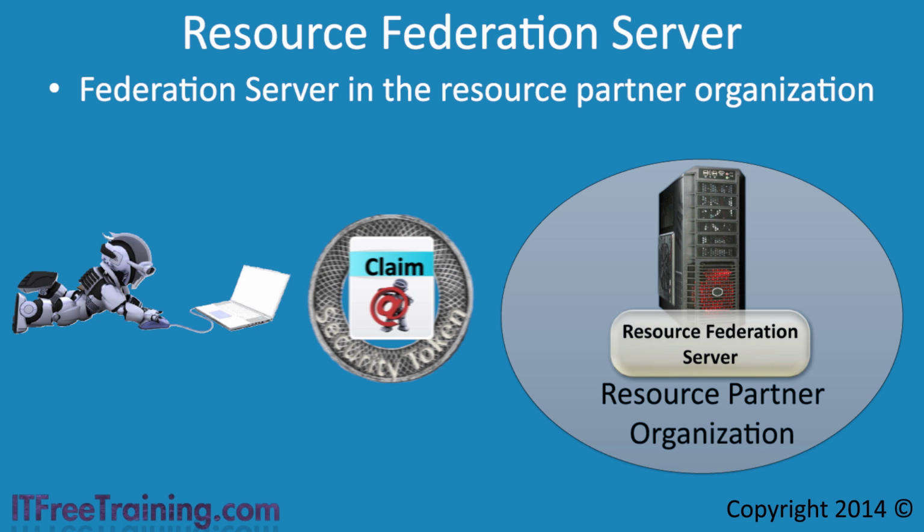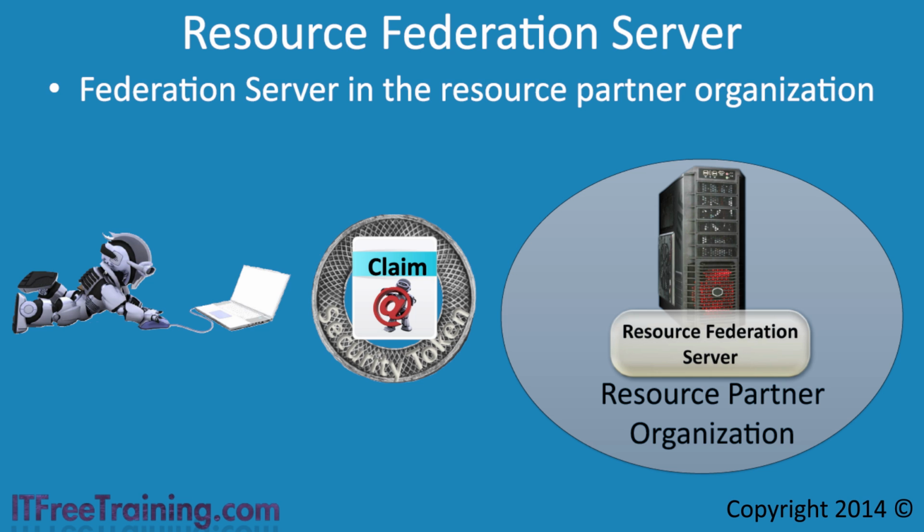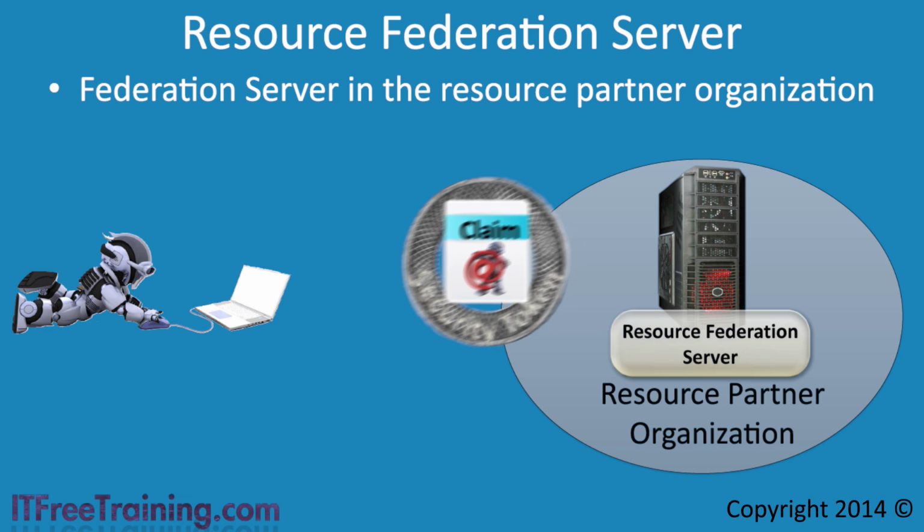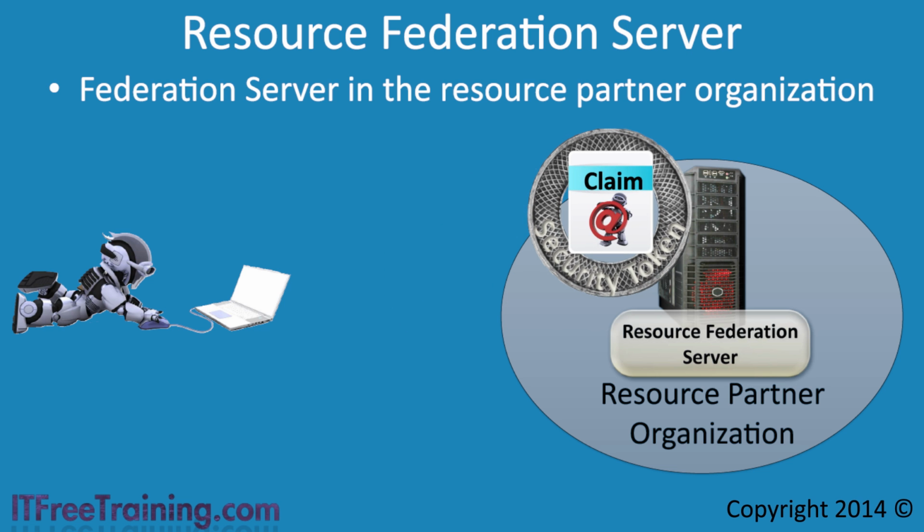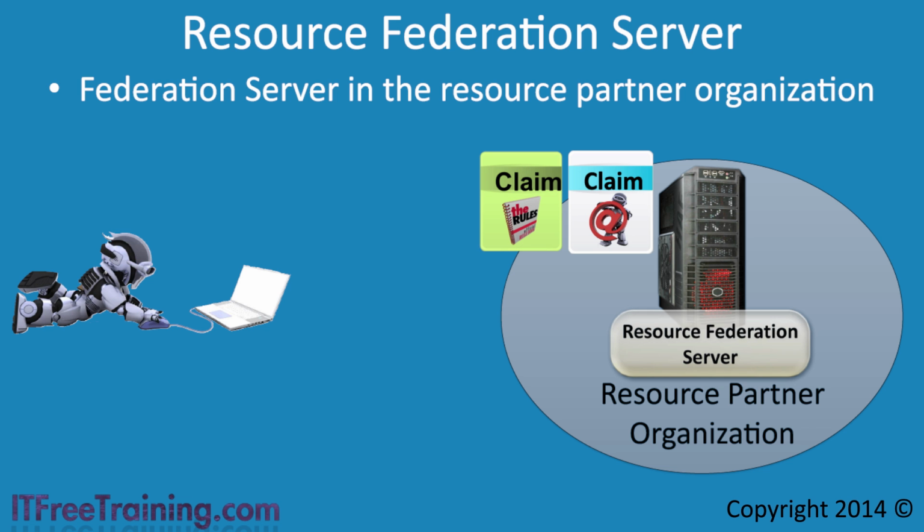A user will obtain a security token from their account Federation server. This will have the claim information inside it, but does not give them access to anything. The security token is presented to the Resource Federation server. The security token is checked to make sure it is valid, and then the claim removed from the inside. This claim is used to create a new claim, and then the old claim is destroyed.